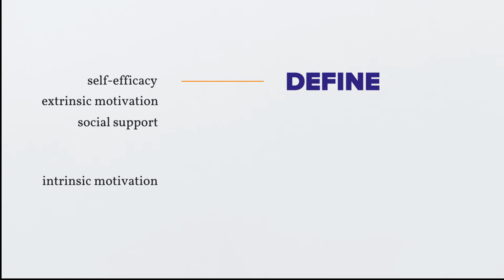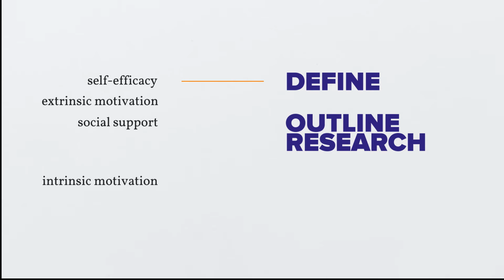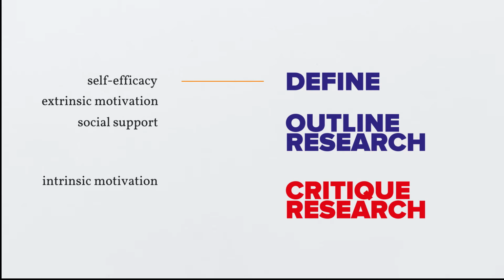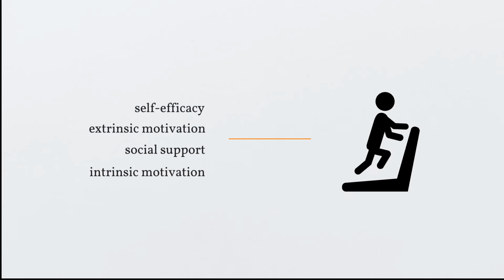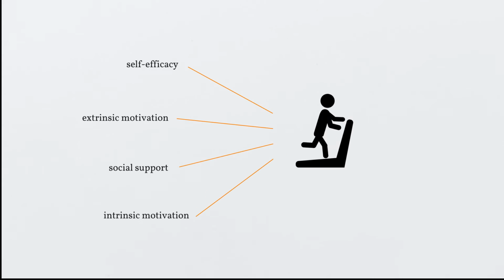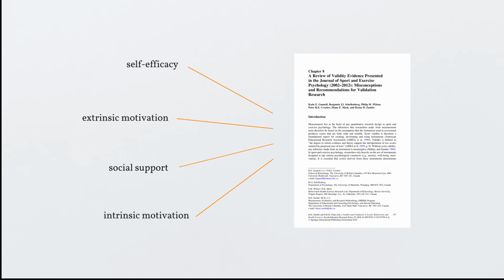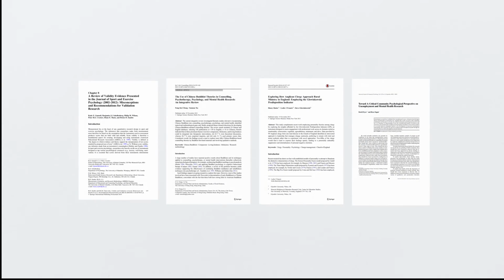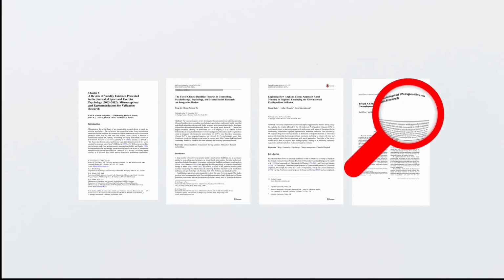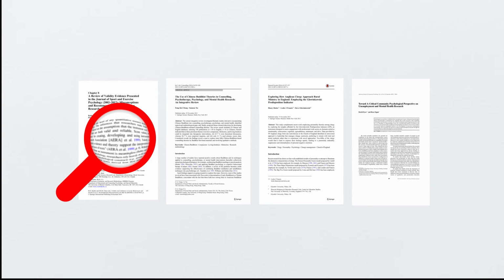You need to define each one, outline the research on each, and most importantly, critique this research. In psychology, we know that many variables are involved in a topic, and the balanced argument just shows that there are other variables that could be involved. By critiquing the research on these other variables, we can show that these variables are not as influential as the variable in the argument. In this example, let's focus on social support. If we only outline the research and not provide any critique, we are not giving the reader information on how that variable is not as influential as the variable in the argument.